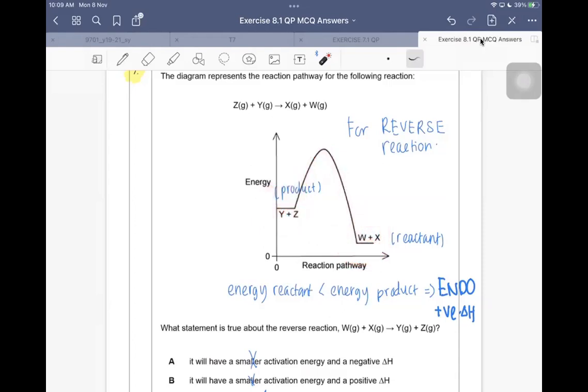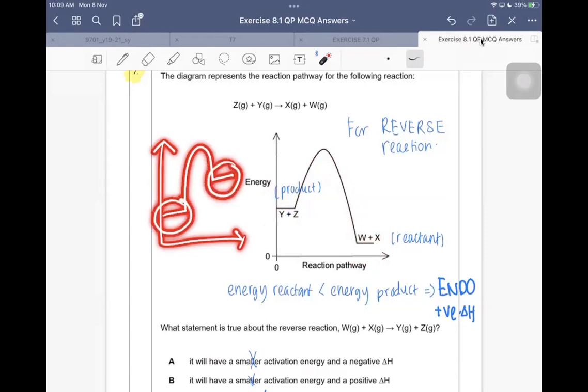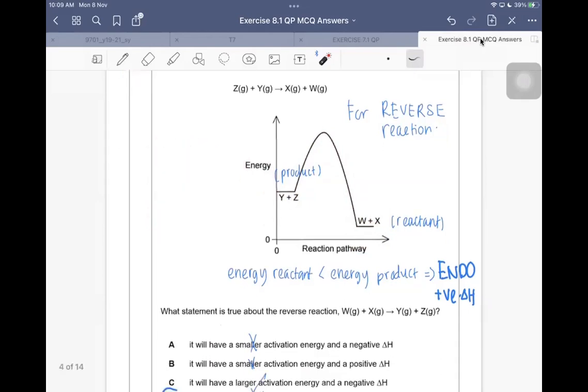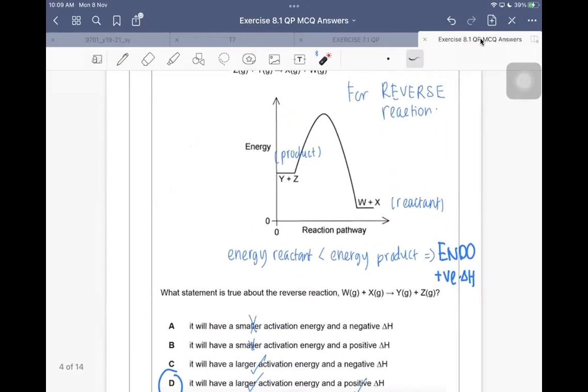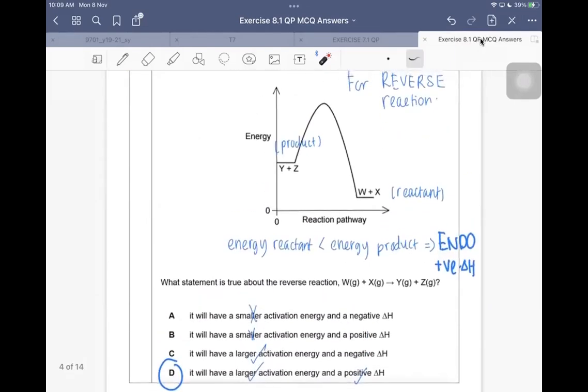You remember how we draw the reaction pathway of an endothermic reaction? It looks like this. So that's the same thing here. The reactants are lower in energy than the products. Okay, which statement is true about the reverse reaction? See, they want us to talk about the reverse reaction, okay? Right, so the answer is D, activation energy.